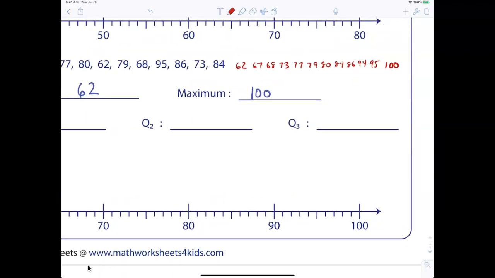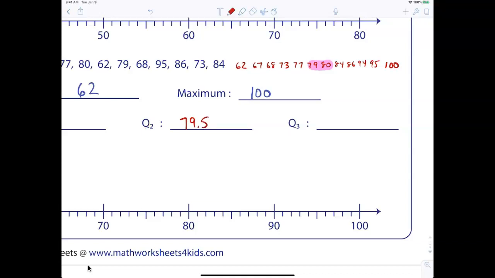Now, once again, there's 12, correct? So that means we have to go 6 and 6. So we're looking for the 6th and the what? 7. We're looking for the 6th and 7th. So I'm going to count 1, 2, 3, 4, 5, 6, and 7. So 79 and 80. Does everybody agree with that? Yes. So what's the middle of 79 and 80? 79.5. Everybody should be able to tell me that this is just 79.5.